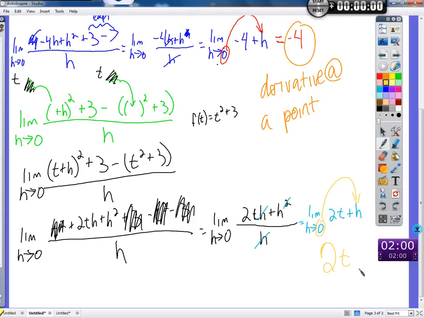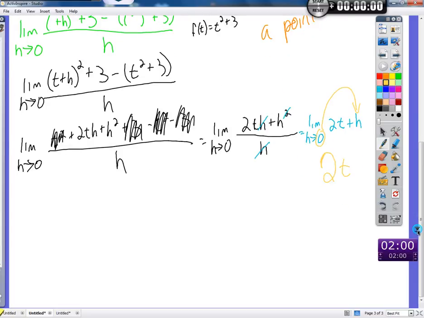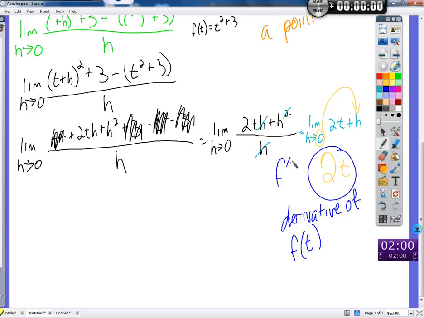Okay? So this is the derivative of f of t. So we have the derivative at a point, which is a slope. We have the derivative of a function, which is another function that tells us the slope when we plug in an x value or a t value, whatever value. And since the original function was f, a lot of times what we'll call this is f prime of t. So f prime is what we call the derivative of f.